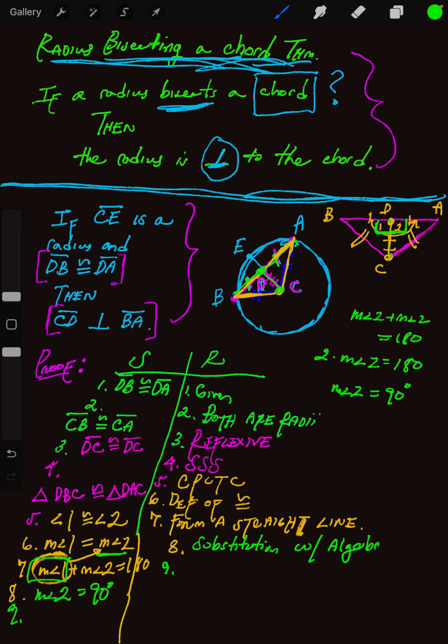So let's see if I can do this. CD is perpendicular to AB. And that's definition of perpendicular. They formed right angles. Okay? My pen died. They form right angles. So then, therefore, they're perpendicular. And that shows the theorem.